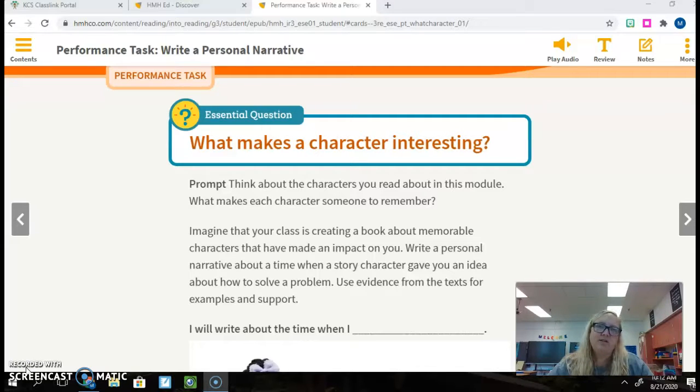Whichever character you choose, think about how that character has helped you to solve a problem in your own life, or a time that you can relate to that character. And on this line right here, I want you to write it down. I'm going to write about the time when. So write about what you are writing about. What's the topic of your personal narrative? Write that on the line right now.